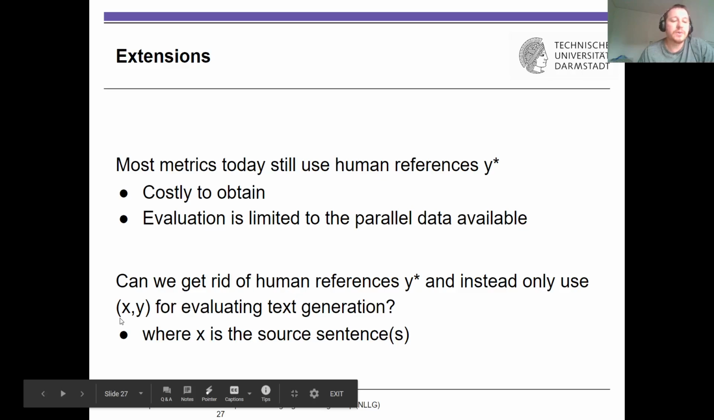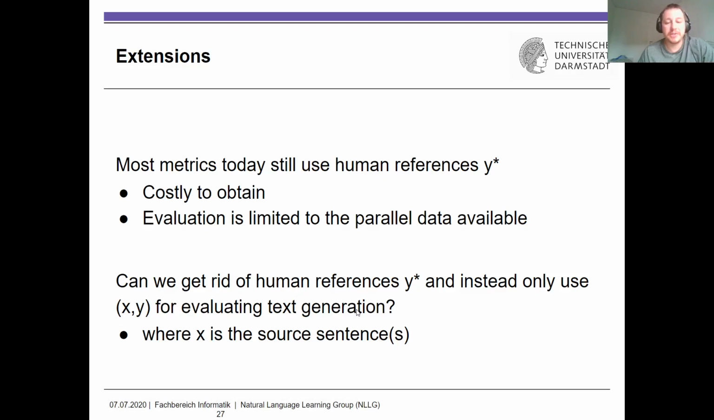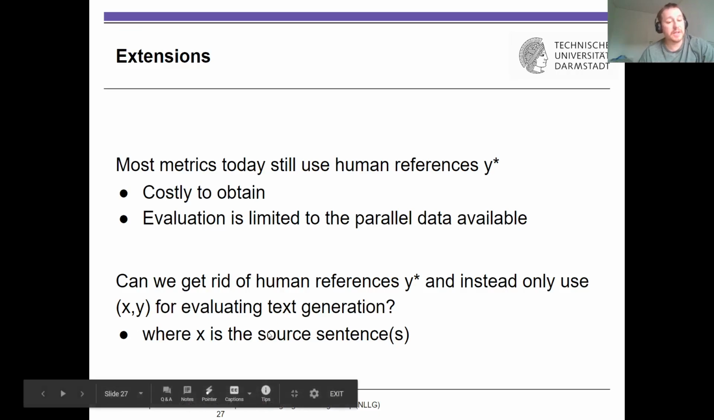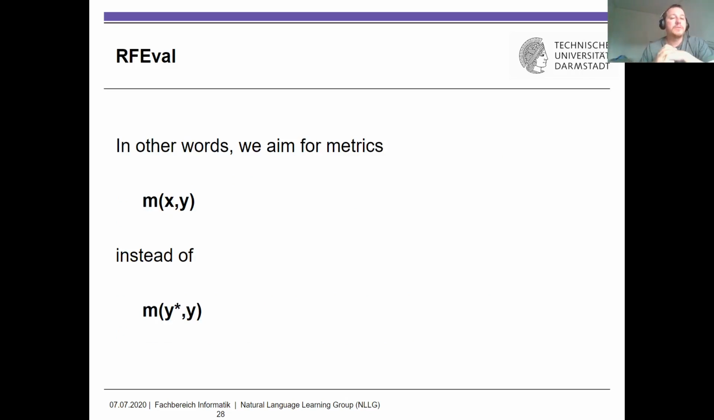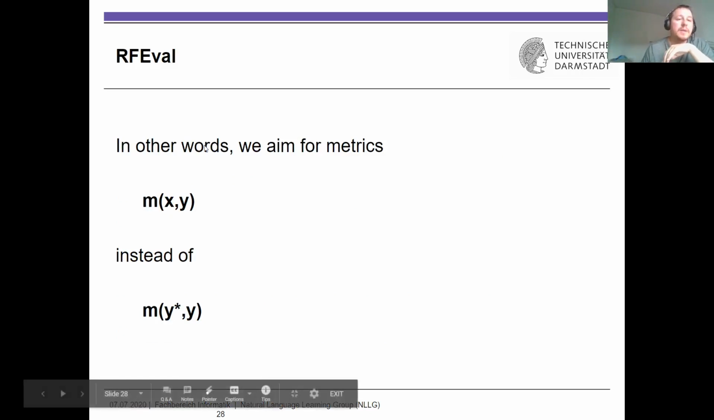So the question we ask ourselves is, can we get rid of the human references Y star and instead only use X and Y for evaluating text generation systems, where X is the source sentence? You have seen that before. That was for example the two-line poem in English, right? The X. So we call this reference-free evaluation, abbreviated as RF eval.